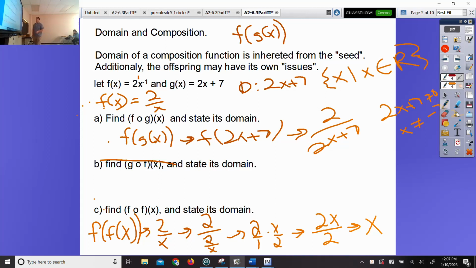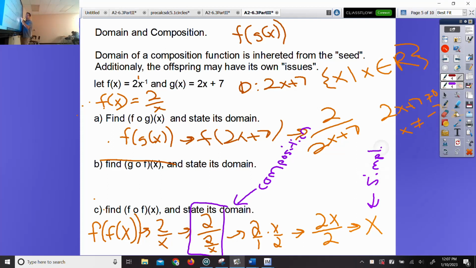Now, this needs to be talked about. What just happened? This is the composition. This is the simplification. It just looks prettier, doesn't it? Composition was actually the first thing you wrote. Then we simplified it to look prettier.